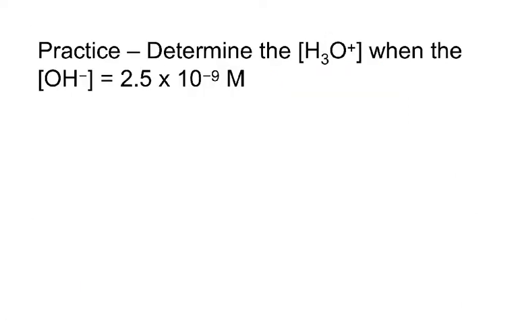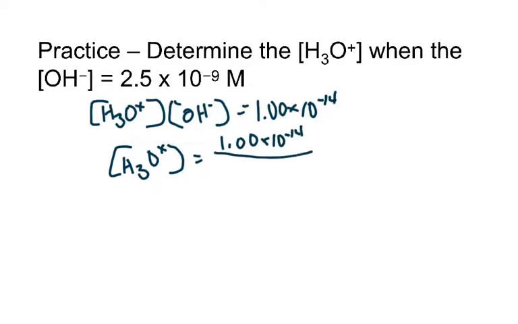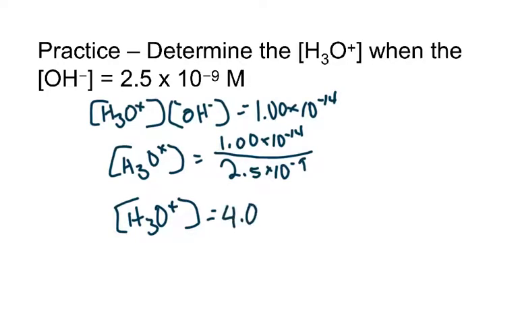So we can practice: determine the H3O plus when the OH minus is 2.5 times 10 to the minus 9 molar. So we know that our H3O plus times our OH minus is equal to 1 times 10 to the minus 14th. So our H3O plus is going to be our 1 times 10 to the minus 14th divided by our 2.5 times 10 to the minus 9th, which gets me an H3O plus concentration of 4.0 times 10 to the minus 6th molar.